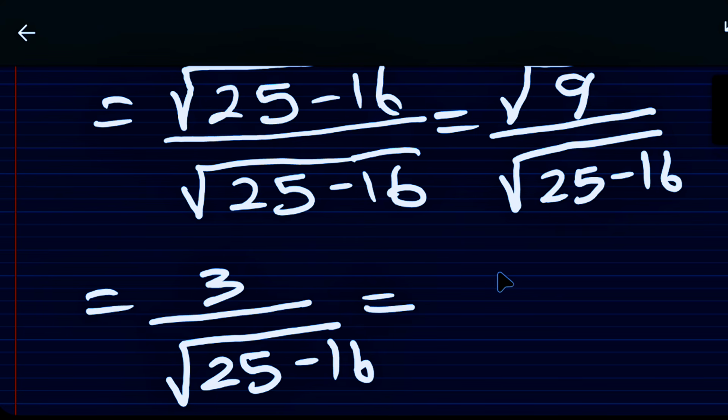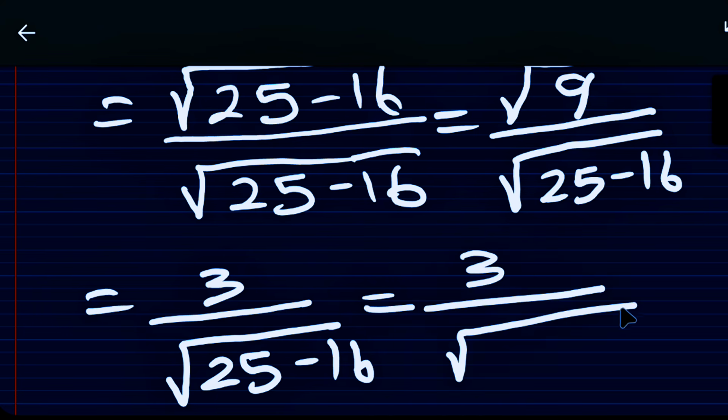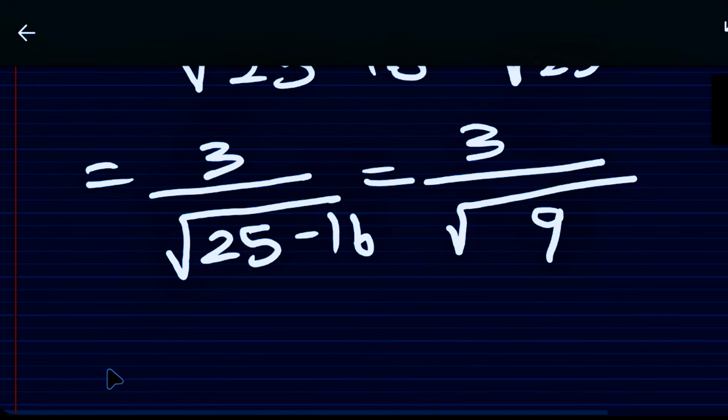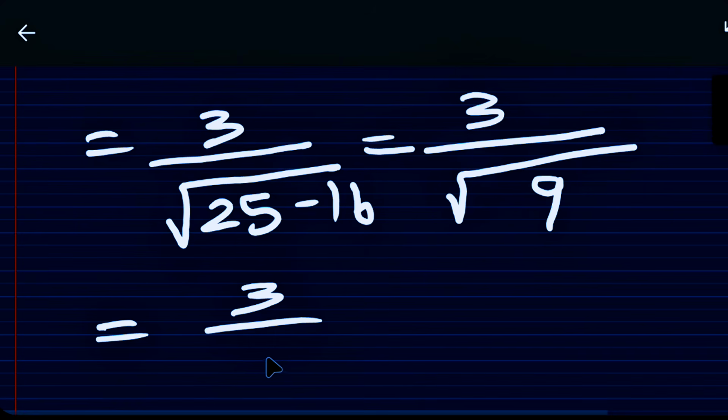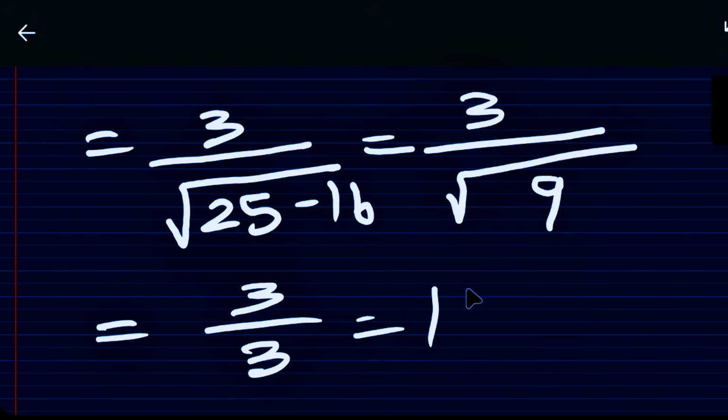Then in their next step they wrote 3 divided by the square root of 25 minus 16, and that is 9. So from here they wrote 3 divided by the square root of 9 equals 3, and 3 divided by 3 equals 1. But this is totally wrong. Now let me show you how to solve this particular expression the right way.